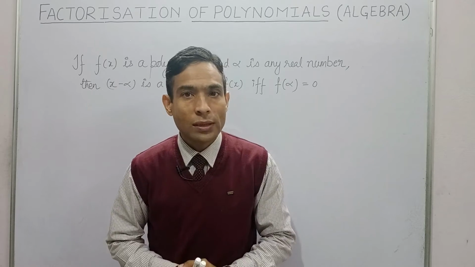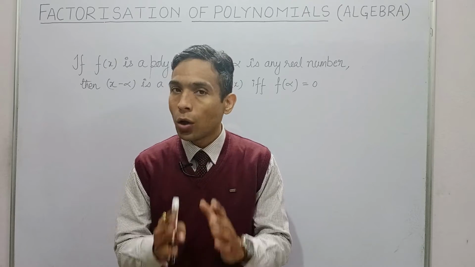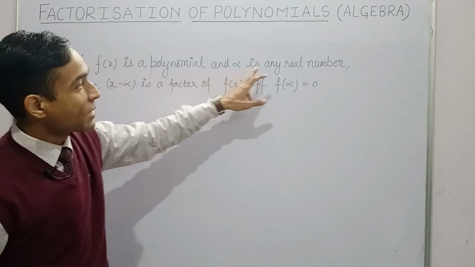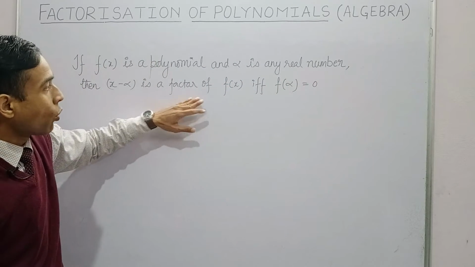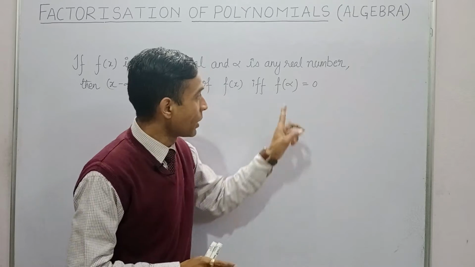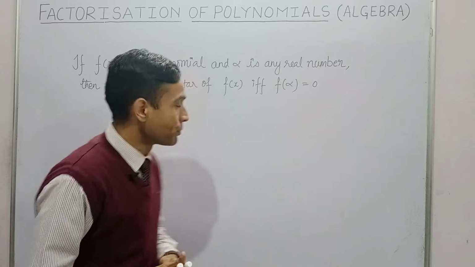In this we are going to understand the special case of remainder theorem, that is factor theorem. According to factor theorem, if we have a polynomial f(x) and alpha is a real number, then x minus alpha is a factor of f(x) if and only if f(alpha) is equal to 0. Now let's understand this with an example.